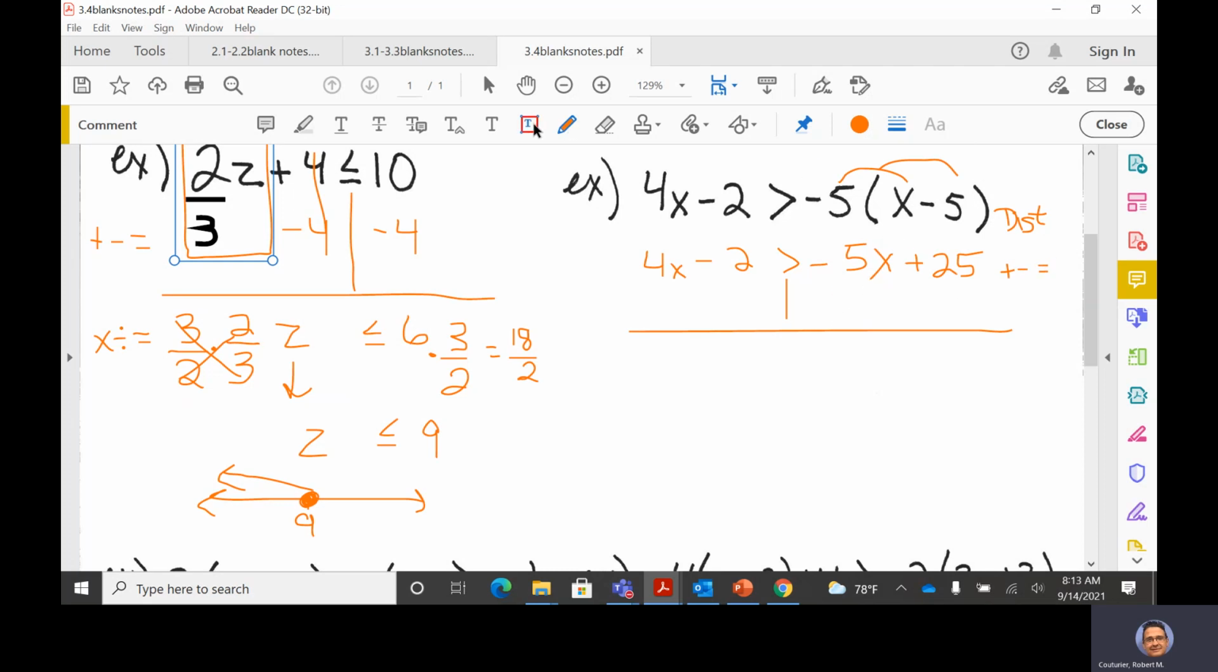I need to move this -5x over to the other side. So in order to do that, I have to add 5x. I want to add 5x. So 5 and 4 is 9x. These will cancel. All right, great.